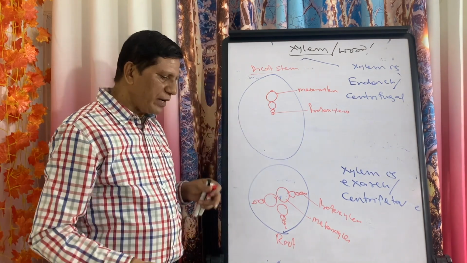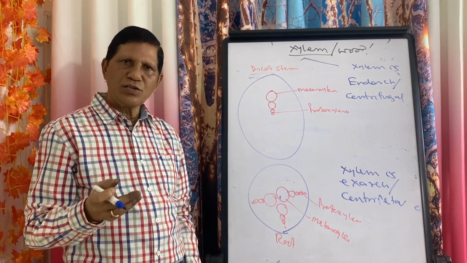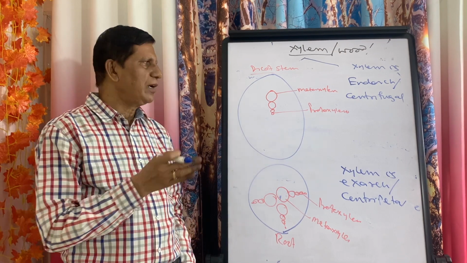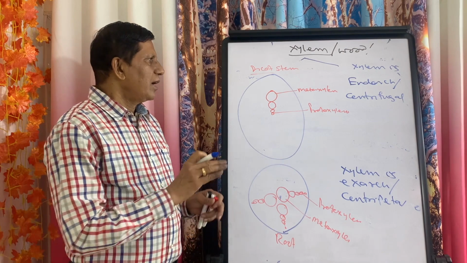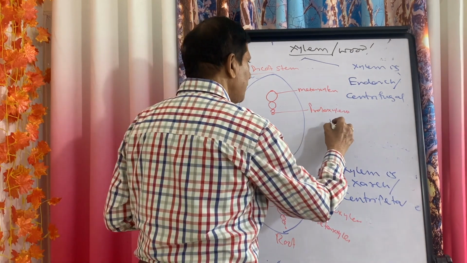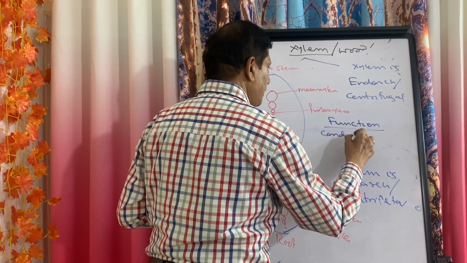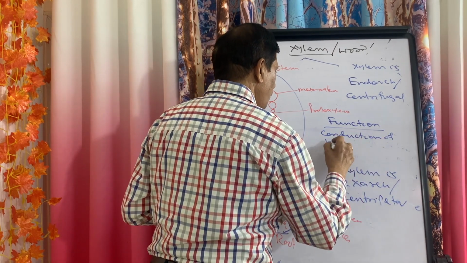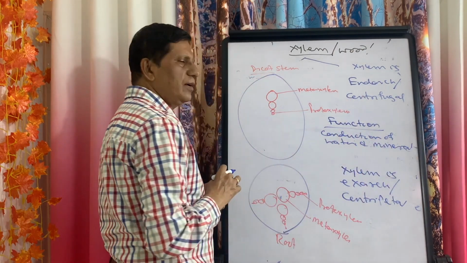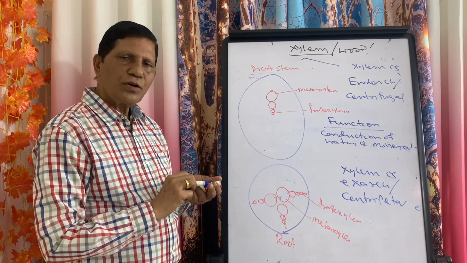So these are the four different types of constituents of the xylem: the tracheids, vessels, xylem fiber and xylem parenchyma. Xylem parenchyma is the only living tissue, while all others are dead. Now, what is the main function of the xylem? This is structure. Function. The main function, as we have already discussed, is conduction of water and minerals. So this is all about the structure of the xylem, and let us discuss one or two questions.